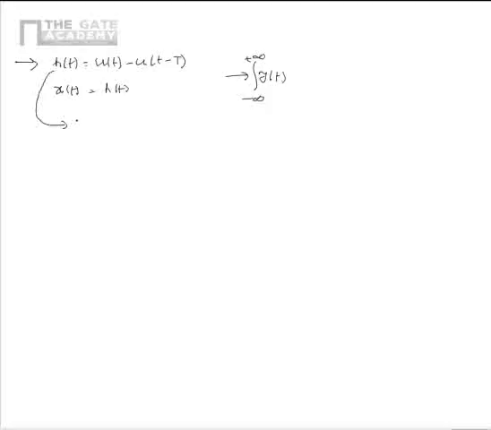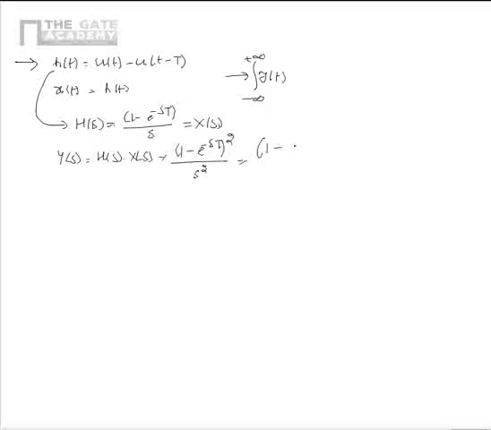The Laplace transform of the given h(t) is H(s) equal to (1 minus e^(-sT))/s, which is equal to X(s). From this, we can say that Y(s) is equal to H(s) multiplied by X(s), which is further equal to (1 minus e^(-sT))^2 divided by s^2. This can simply be simplified as (1 minus 2e^(-sT) plus e^(-2sT)) divided by s^2.